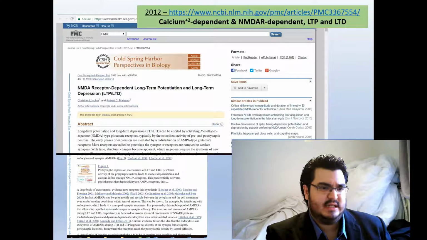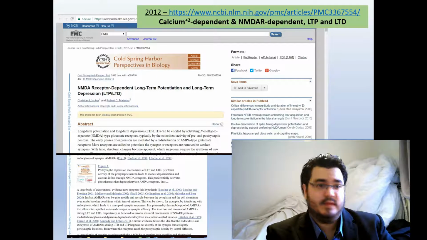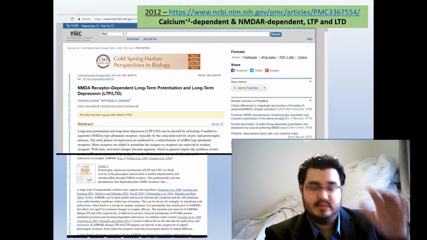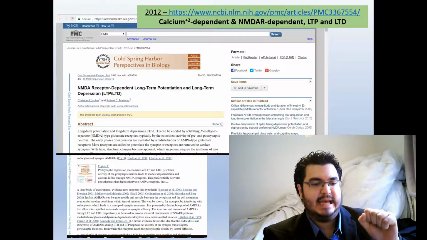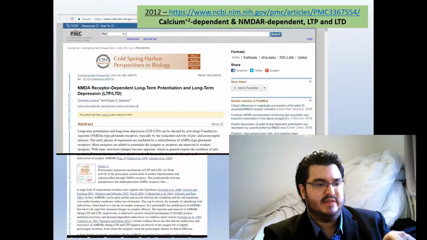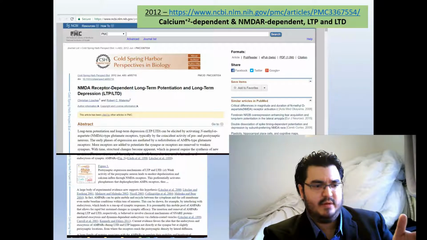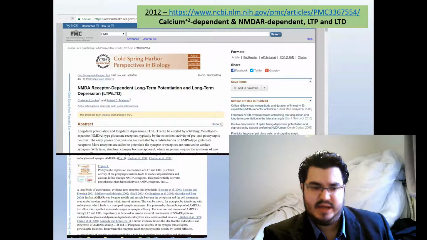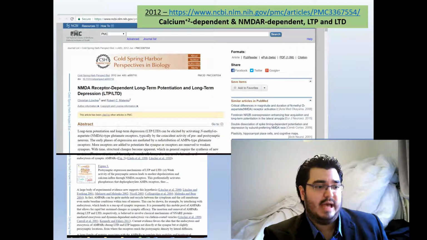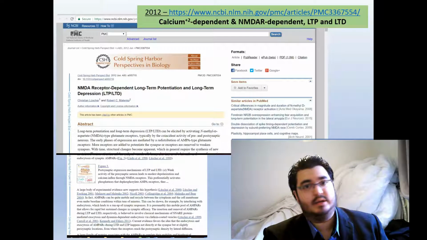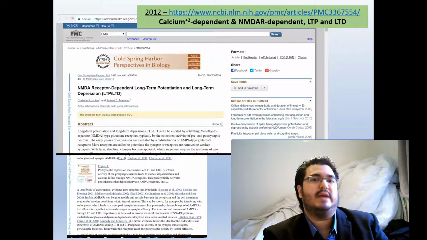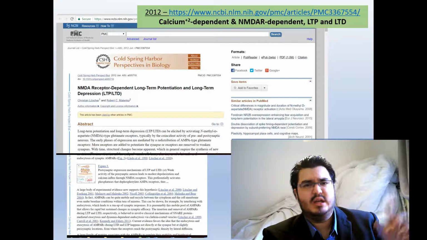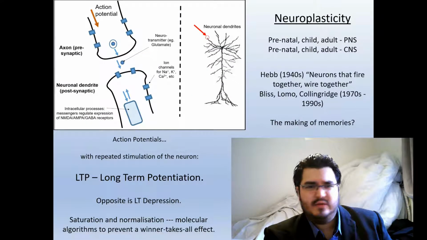This is the review, which I think is excellent. Please download the PowerPoint and copy and paste that link. This is a 2012 paper on calcium dependent and NMDA receptor dependent LTP, and it explains it a lot better than I can, and you have to know that for university level neuroscience. For A level, not really.